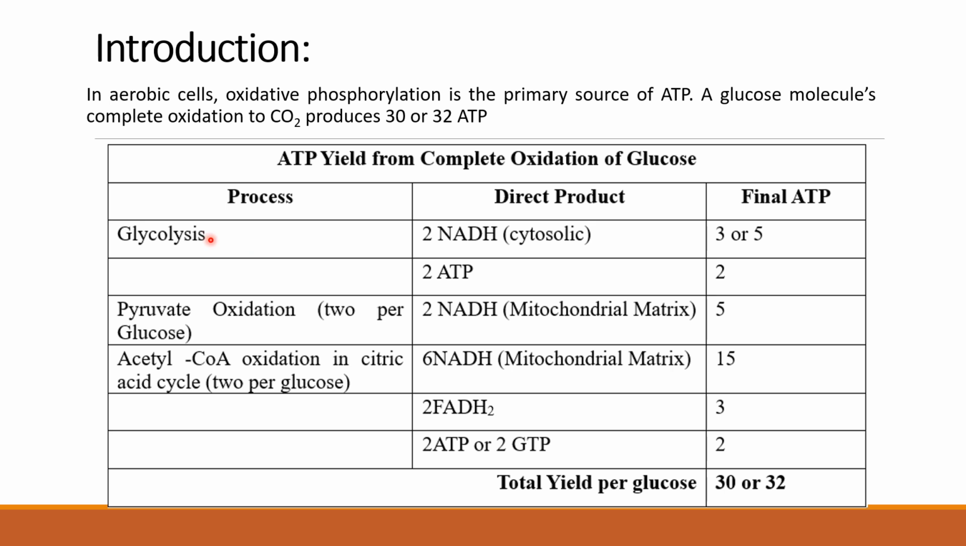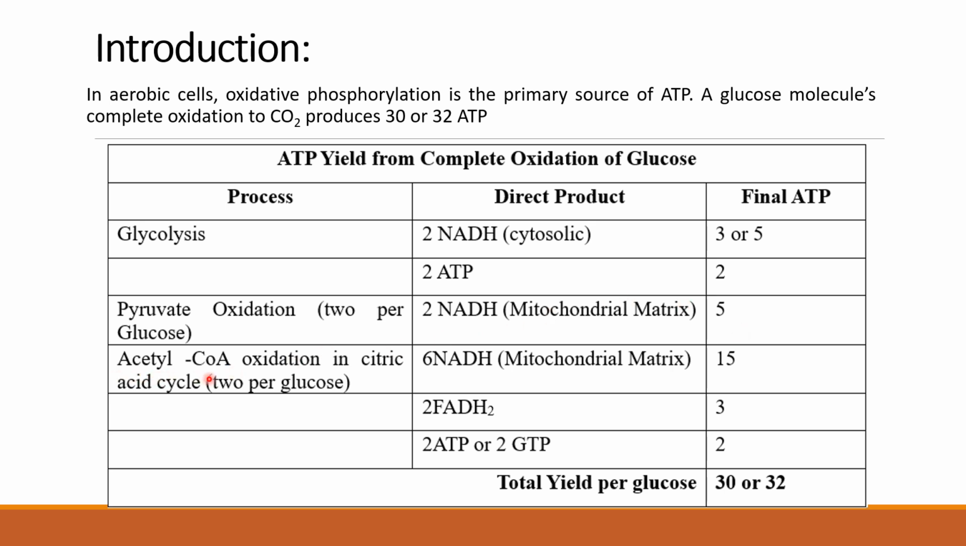So first is glycolysis. Glucose enters glycolysis, where you get 2 NADH and 2 ATP. From these NADH, you get either 3 to 5 ATP, and this ATP directly we have put up here. Next is pyruvate oxidation. One glucose molecule will yield 2 pyruvate molecules. So if 2 pyruvate molecules are oxidized, you will get 2 NADH, and this is taking place in the mitochondrial matrix. Glycolysis will be taking place in the cytosol, and pyruvate oxidation is taking place in the mitochondrial matrix. So from 2 NADH you get 5 ATP.